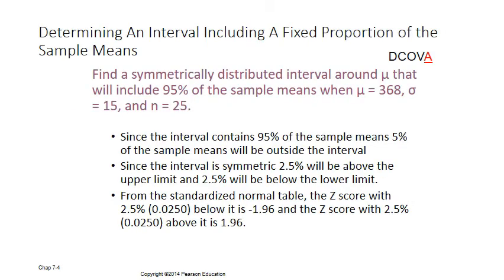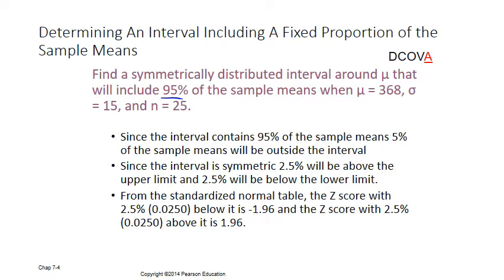Everything is exactly the same as the way you did your last assignment, and Tiavina and Petronola did an excellent job. I just checked their assignments, so everything is exactly the same. Before we were given x, but now we are given x bars. So find the symmetrically distributed interval around mu that will include 95% of the sample means, where mu is 68, sigma is 15, and n is 25.